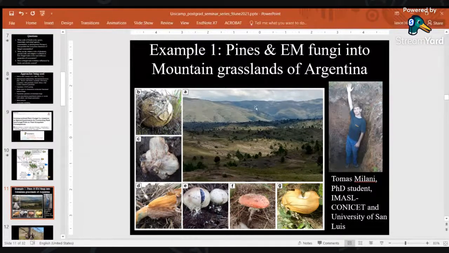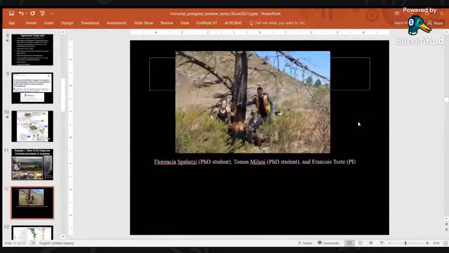And pictured here is one of the field sites where they have slash pine and loblolly pine invading into these grasslands after having been introduced about 40 or 50 years ago through a government program. And here is part of the team from left to right, Florencia Spallazzi, Tomás himself, and François, the PI of this project on the top right there, after having girdled a pine tree, I believe.